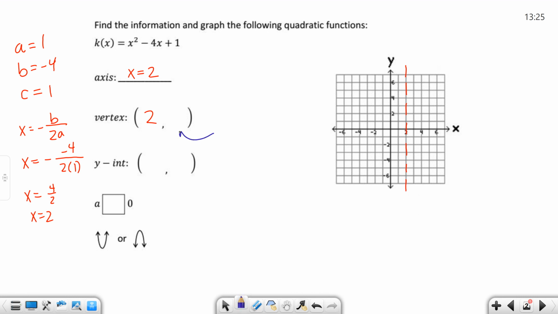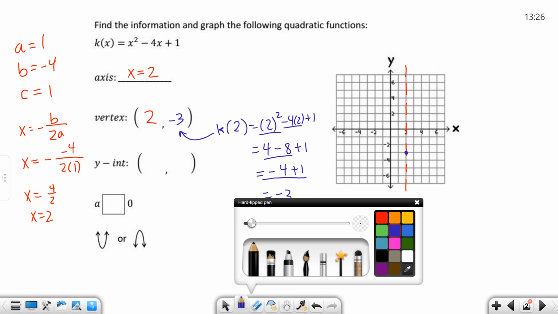And how do we find it? We're going to find it by finding k of that value, k of 2. So k of 2 is going to be 2 squared minus 4 times 2 plus 1. So it's going to be 4 minus 8. Again, that's its own term, so you can go ahead and multiply the -4 times the 2, plus 1. 4 minus 8 is -4, plus 1, which is -3. So (2, -3) is the vertex. So you have 2 and then 1, 2, 3, down 3 right there. There is your vertex, okay?